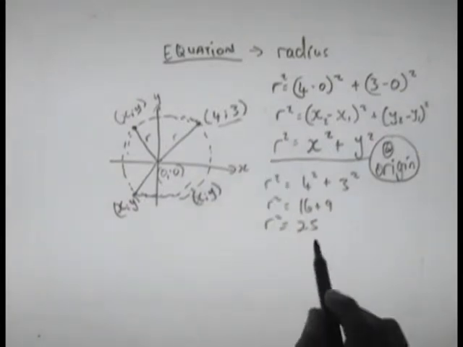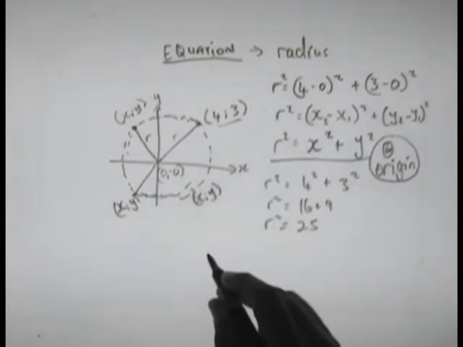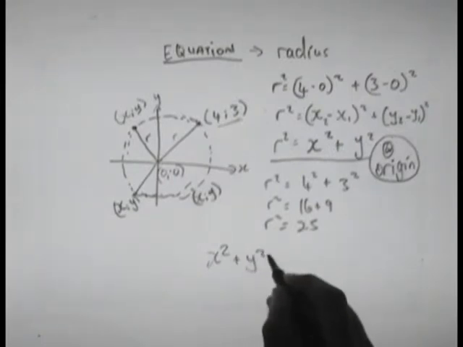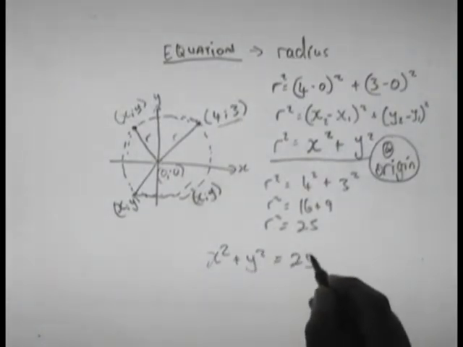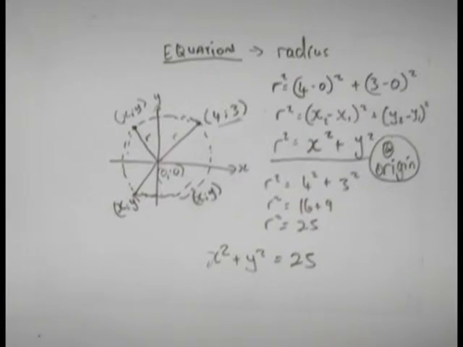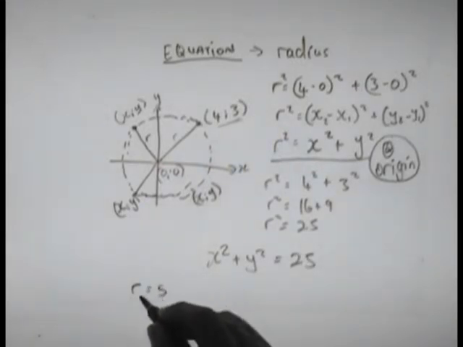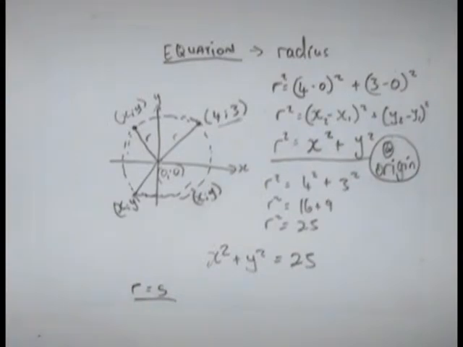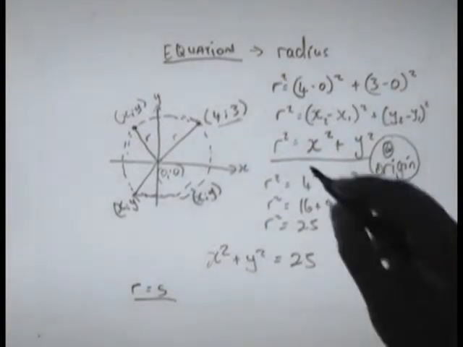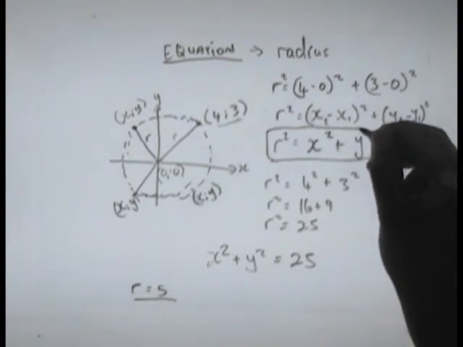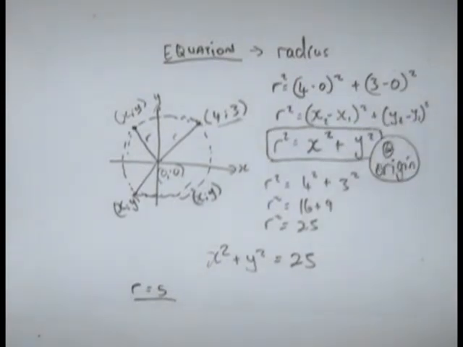That means that the equation for this example will read x squared plus y squared is equal to r squared, which is 25. Remember, our radius is not 25. Radius squared is equal to 25. That means that radius is equal to 5. But the standard form of the equation is x squared plus y squared is equal to r squared. Now that's for a circle that is centered around the origin.